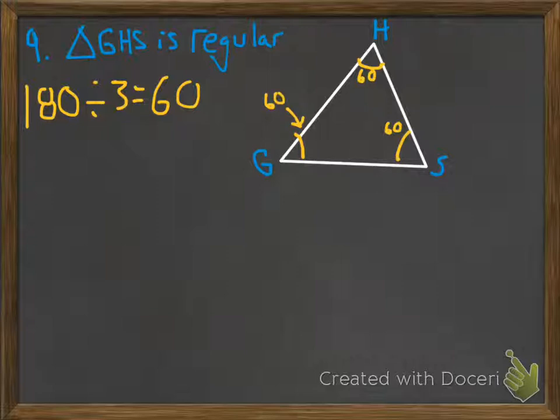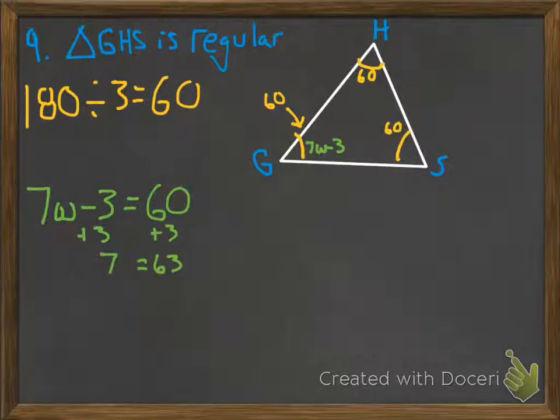So now that we know angle G is 60 degrees, and we also know it's 7w minus 3, we can now write our equation because 60 degrees and 7w minus 3 are in the same spot on the triangle. That means they're the same thing, which means they are equal to each other. So 7w minus 3 would be equal to 60, and now we just do our algebra. Add 3 to both sides. Get 7w equals 63, divide both sides by 7, and we get w equals 9. So the final answer for this question is w equals 9.